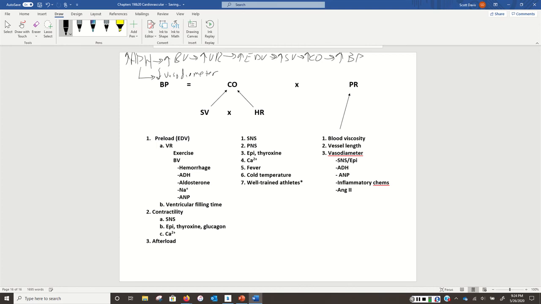It does that by causing vasoconstriction. Remember, the other name of ADH was vasopressin, or sometimes arginine vasopressin. And vasodiameter is one of three ways to affect peripheral resistance. When vasodiameter goes down, peripheral resistance goes up. And peripheral resistance is one of two ways to affect blood pressure. So an increase in PR causes an increase in blood pressure. So that's what ADH would look like.